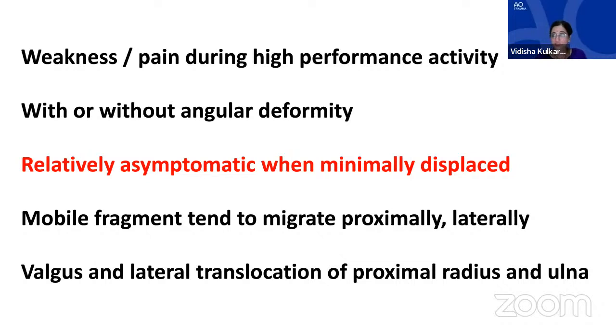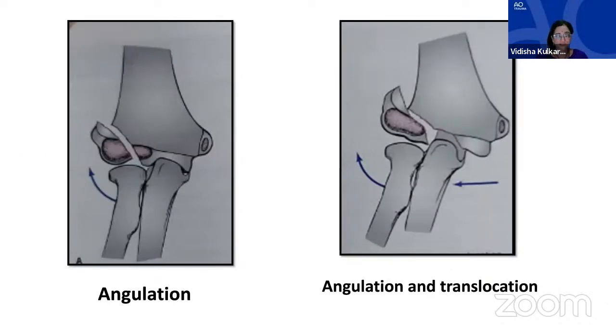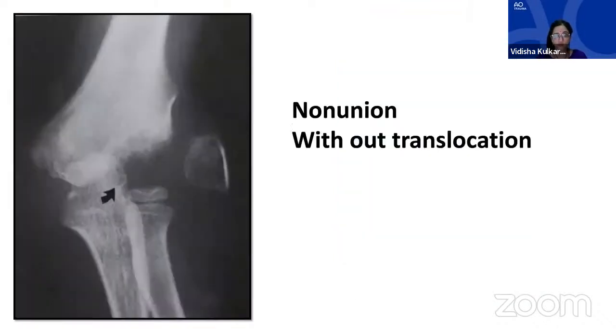And sometimes in Milch type 2 fractures, there is lateral translocation of the proximal radius and ulna, exaggerating the deformity and maybe causing instability. So this is how the Milch type 1 fracture gives more of angulation. And when this involves the lateral crista of the trochlea, that is Milch type 2, there is angulation as well as translocation of the proximal radius along with the fragment. So in non-union without translocation, because there is an intact lateral crista of the trochlea, the deformity is less.